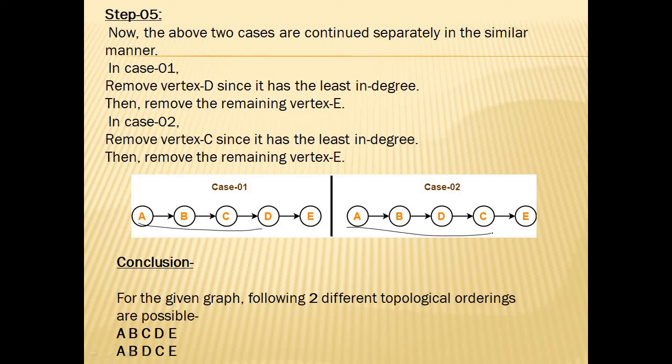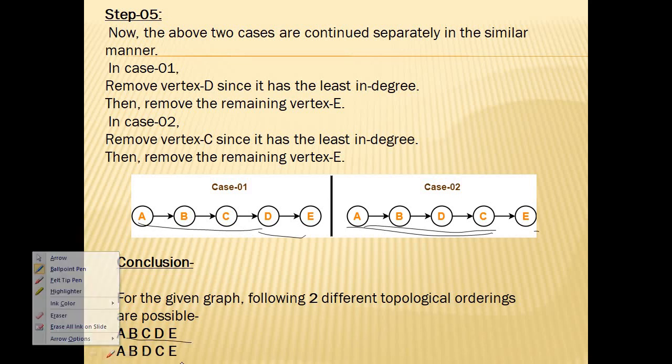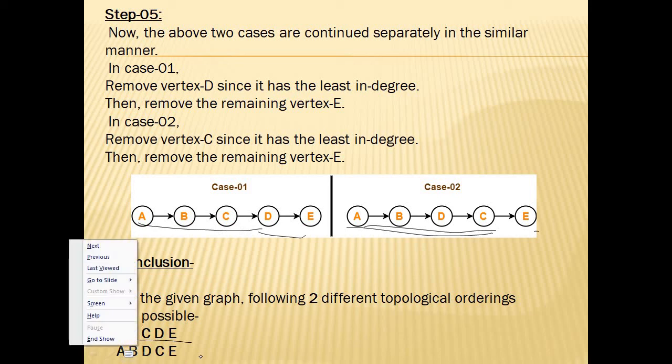And finally we have only vertex E that will be added. Why? Because it doesn't have anything, its integrity is also 0. So it will be added here. So here I found 2 paths. One is ABCDE, another one is ABDCE. So these are the topological orderings. Okay. So this is the last concept.